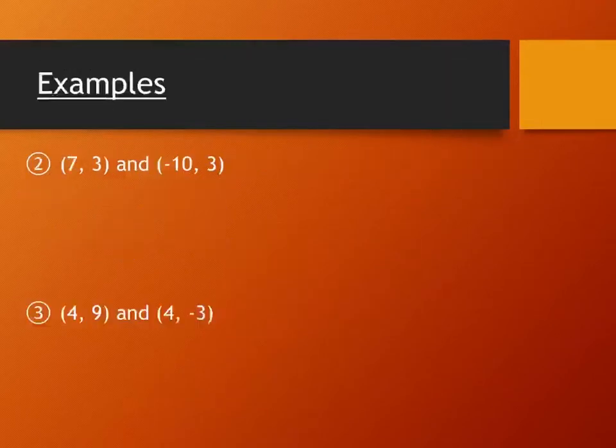We're going to turn to the next one. Same directions. We have the ordered pairs (7, 3) and (negative 10, 3). So we calculate the slope. The second y value is 3 minus the first y value, which is also 3, over the second x value, which is negative 10, minus the first x value, which is 7. And we happen to get a 0 on top and a non-zero value on bottom. Of course, 0 divided by negative 17 would be 0.